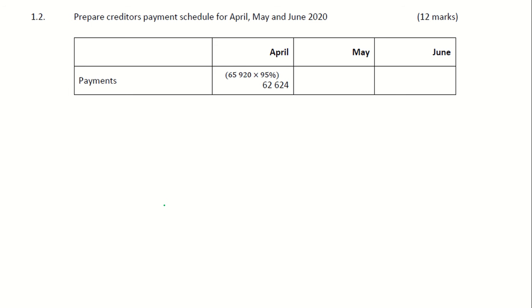For May, I'm going to take my April credit purchases and multiply them by 95%, and for June I will simply take my May credit purchases and multiply them by 95%. It will give me my payments for those months. That's how you calculate your payments or creditors payment for each month. If you still don't understand, please rewind this video and replay it again.